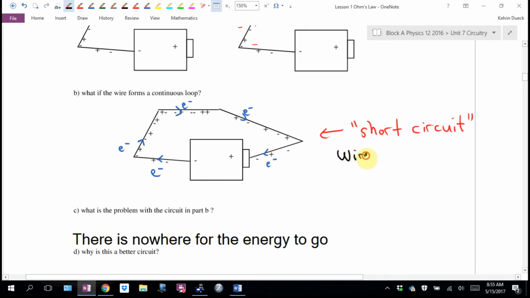The wires will get hot. Now, this isn't always a bad thing. Your stove elements are basically a controlled short circuit. That's why they get so hot. So it's not always bad, but this would not be good. These wires would get warm and warmer. They might even melt the insulation. They might even get red hot, depending on how big the battery was.